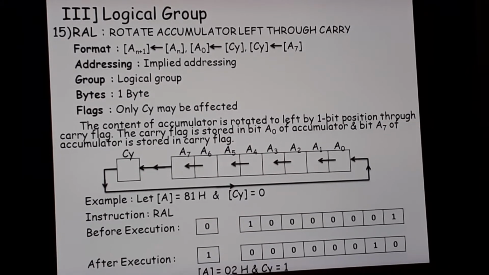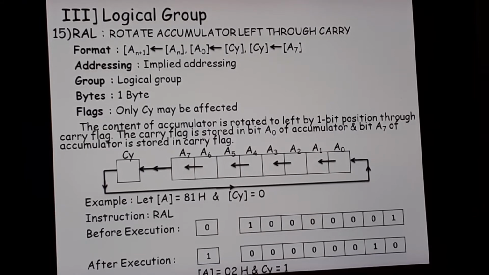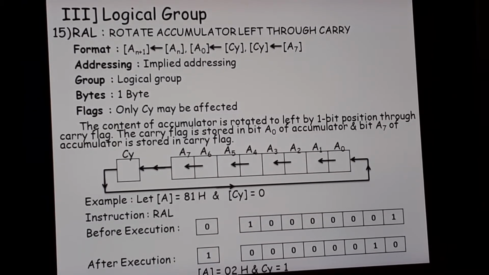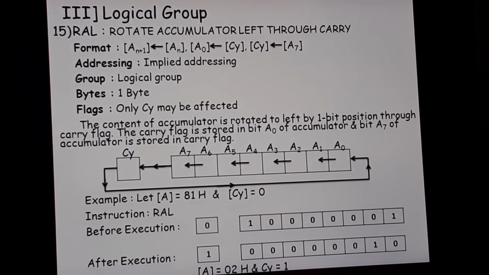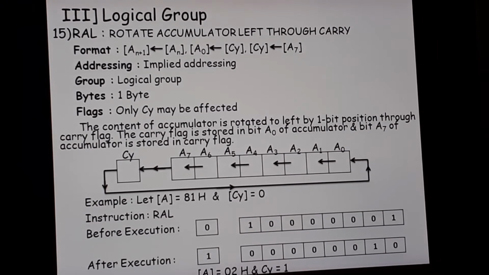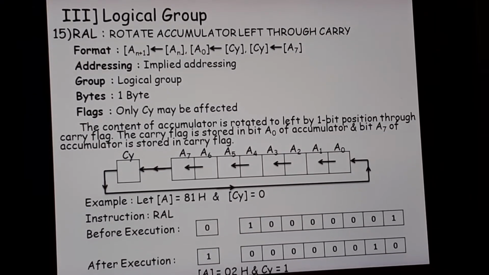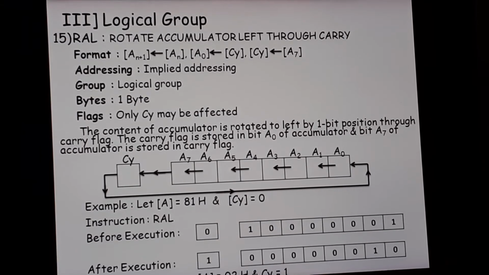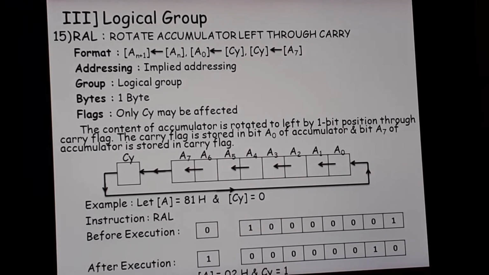The content of the accumulator is rotated to the left by 1 bit position along with the carry flag. Through the carry flag it will get rotated. In the previous two instructions it was not rotating along with the carry. You only used to put the A7 or A0 bit into the carry flag, but here you will rotate the bits along with the carry. So the carry flag is stored in bit A0 of the accumulator, and bit A7 of the accumulator is stored in the carry flag. Now let us see the diagram that I have shown.